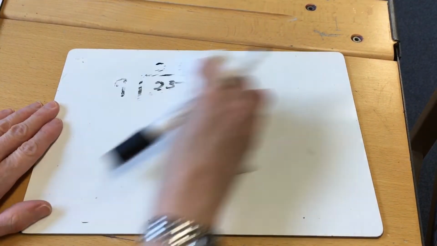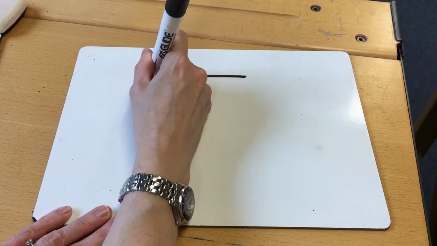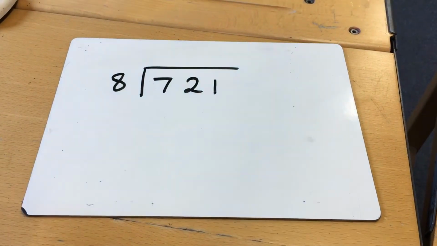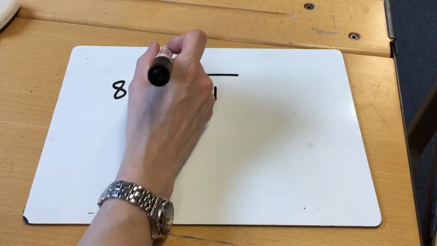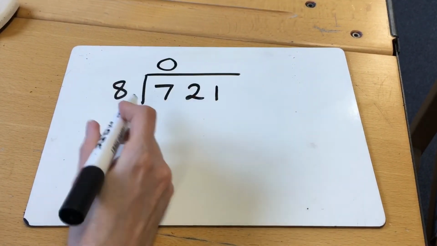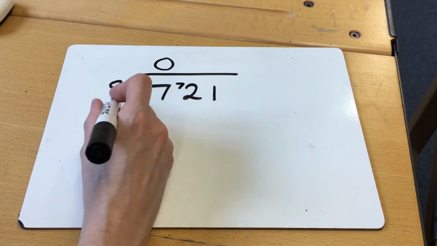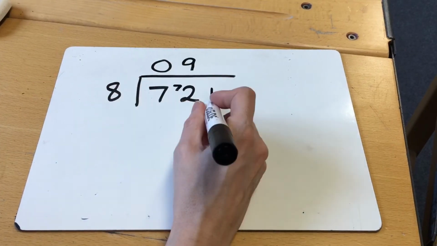If I look at one with a decimal answer, I'm going to say how many 8s are in 721. Once again, how many 8s are in 700s? There are none, but I'm going to put my 7 here because that's now 72 tens. How many 8s are in 72? 9. How many 8s are in 1?